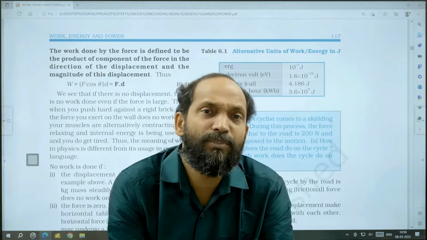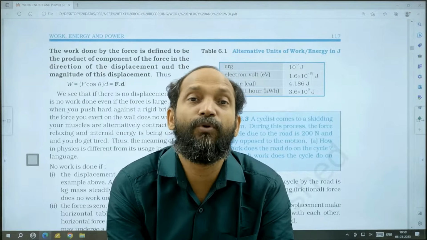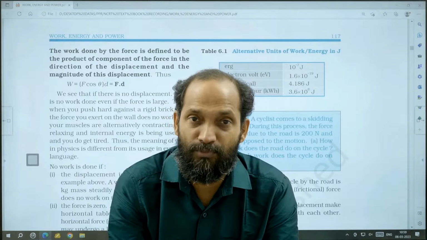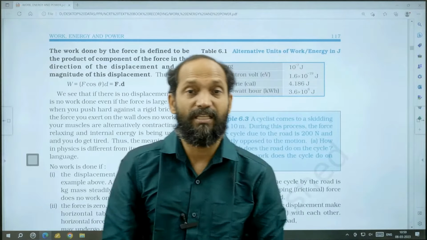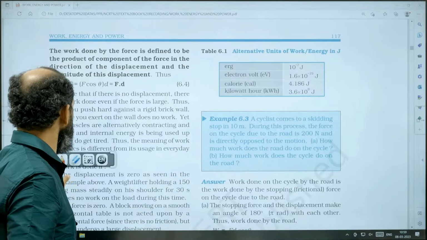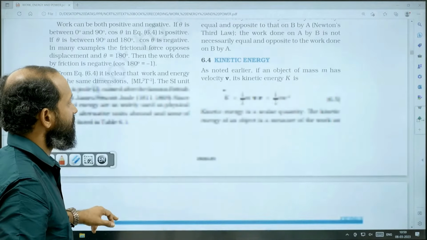Okay, so Newton's third law features are not there for works. Forces are equal and opposite, but works are not necessarily equal and opposite. So that solved example is very important. Every solved example is to be learned clearly by heart.